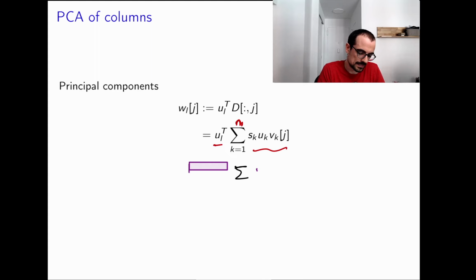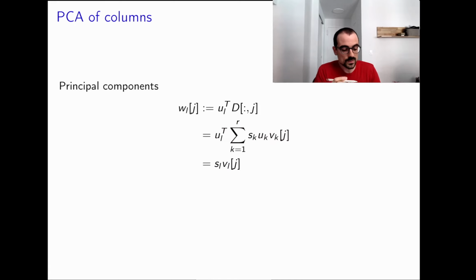A sum of something that is a number, that is SK. Something that is a vector, that is UK, and something that is another number, which is the jth entry of VK. So we have an inner product at the end of the day, between UL and these different vectors UK. And all of those inner products are 0 except the one corresponding to UL. So this is just going to be equal to the singular value times that entry in the right singular vector.